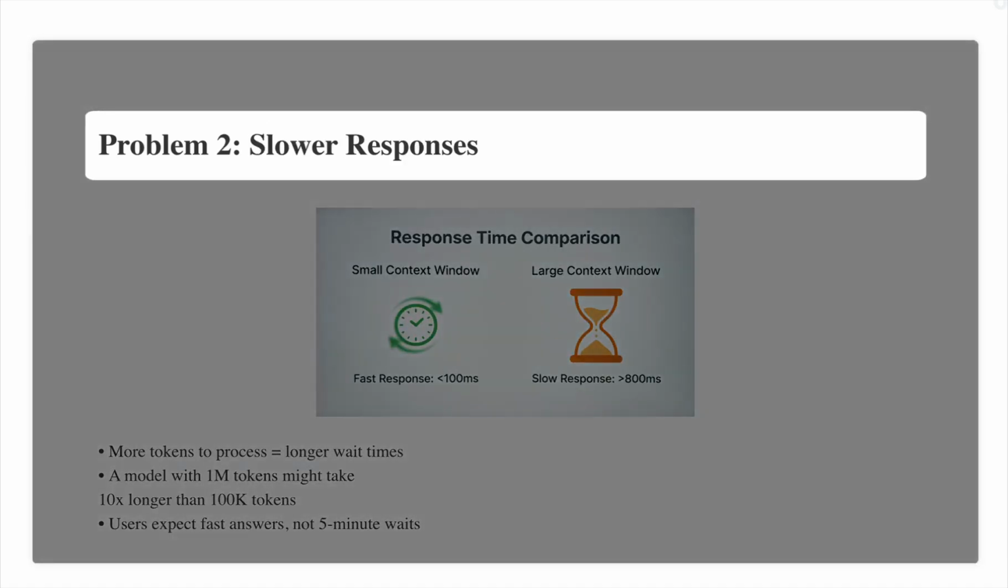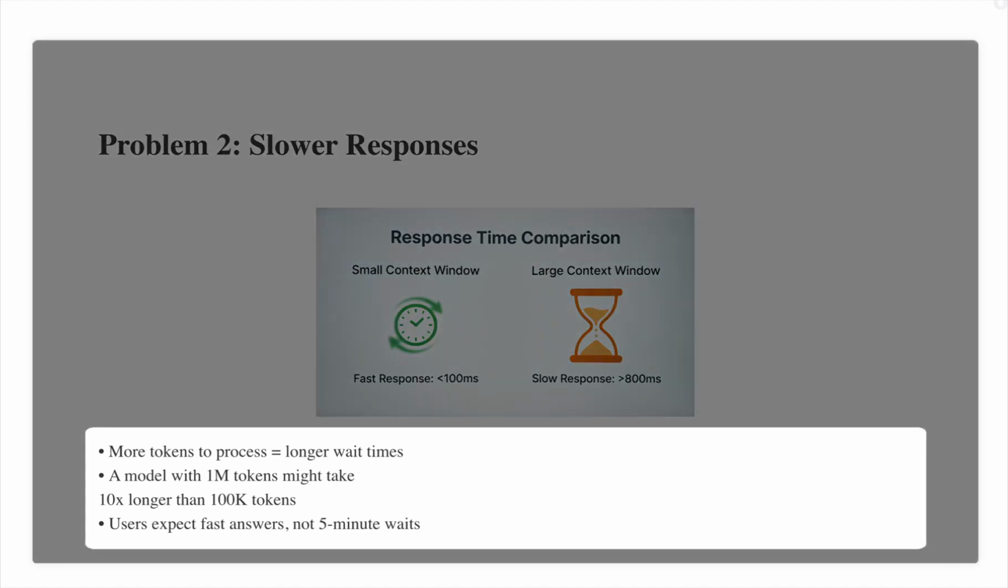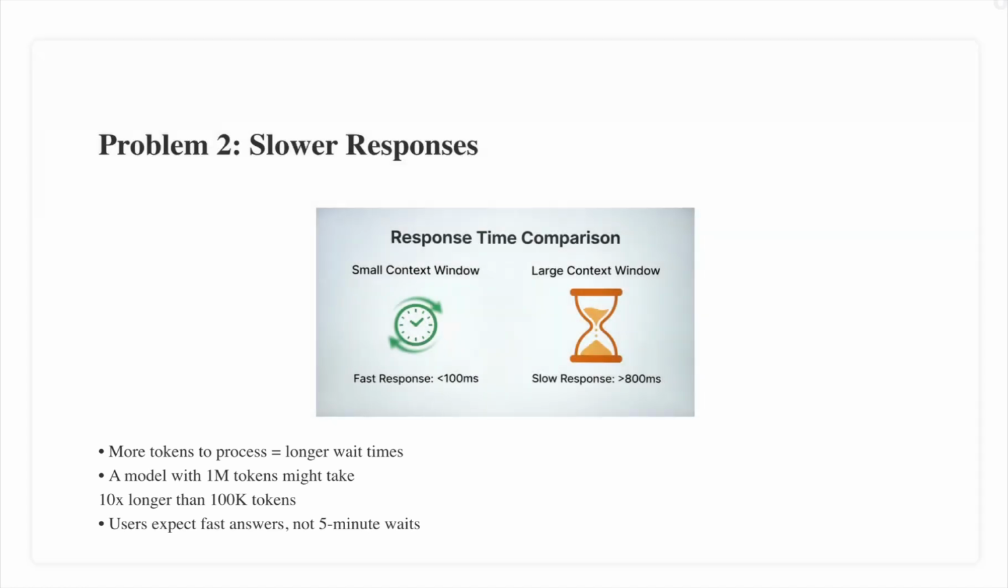So we just saw how larger context windows can increase costs. Now let's look at another challenge: slower responses. This is what we call problem 2. Here's the key issue: more tokens to process means longer wait times. Think of it like reading a book. The longer the book, the longer it takes to read.